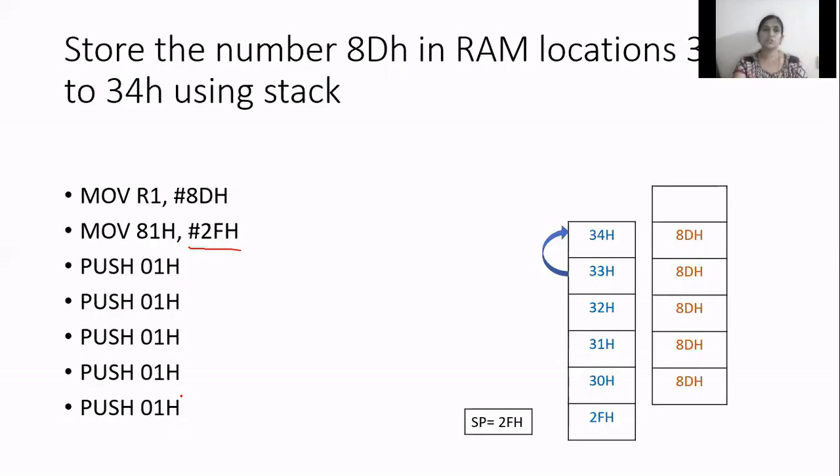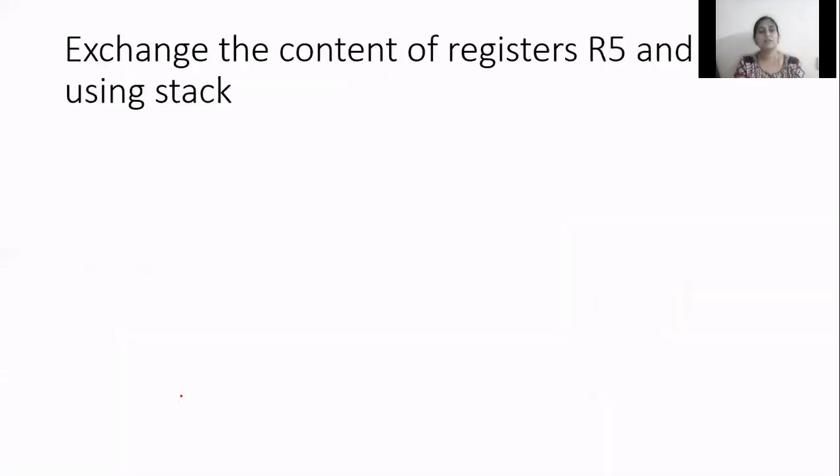So this is the first program. Let us see one more example, where we are exchanging the contents of the registers R5 and R4 using the stack. Here again we are using the stack operations. The stack operations are the push and the pop operations, right? We are supposed to exchange the content of the registers R5 and R4. Let us assume the values of R5 as 11 and R4 as 22. Both are hex values. R5 has 11 and R4 has 22.